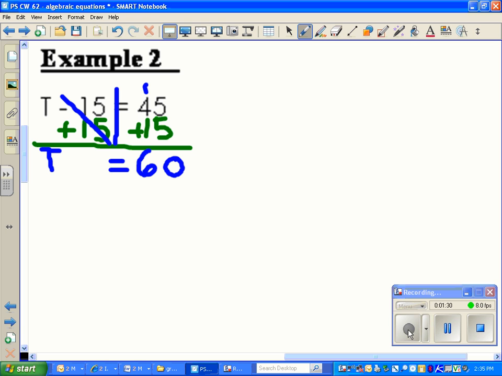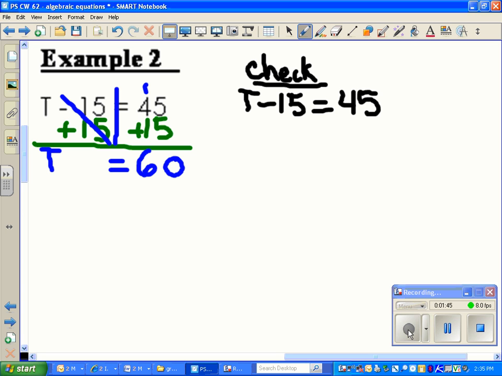When we do our check, we start by writing the original algebraic equation, which is t minus 15 equals 45. Okay, so we figured out that t equals 60, so we're going to plug that in to where the t is. So I'm going to put the 60 right underneath the t, and then I'm going to copy the rest of the problem just the way it is. Subtract 15 equals 45.